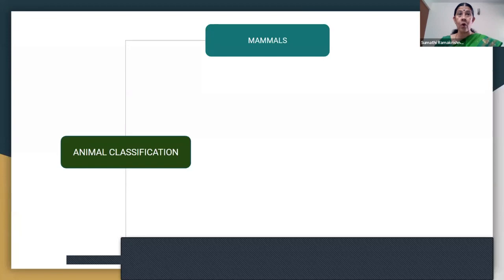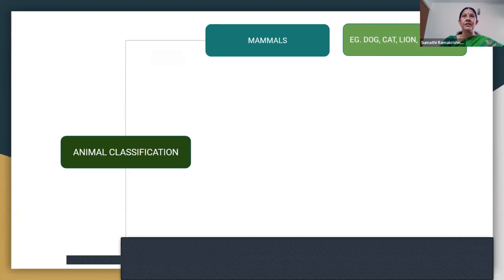A simple definition: feed milk from its own body. So simply you can define a mammal as a type of animal that gives birth to babies, not eggs, and it feeds its young ones milk from its own body. And then you can give a few examples of mammals.